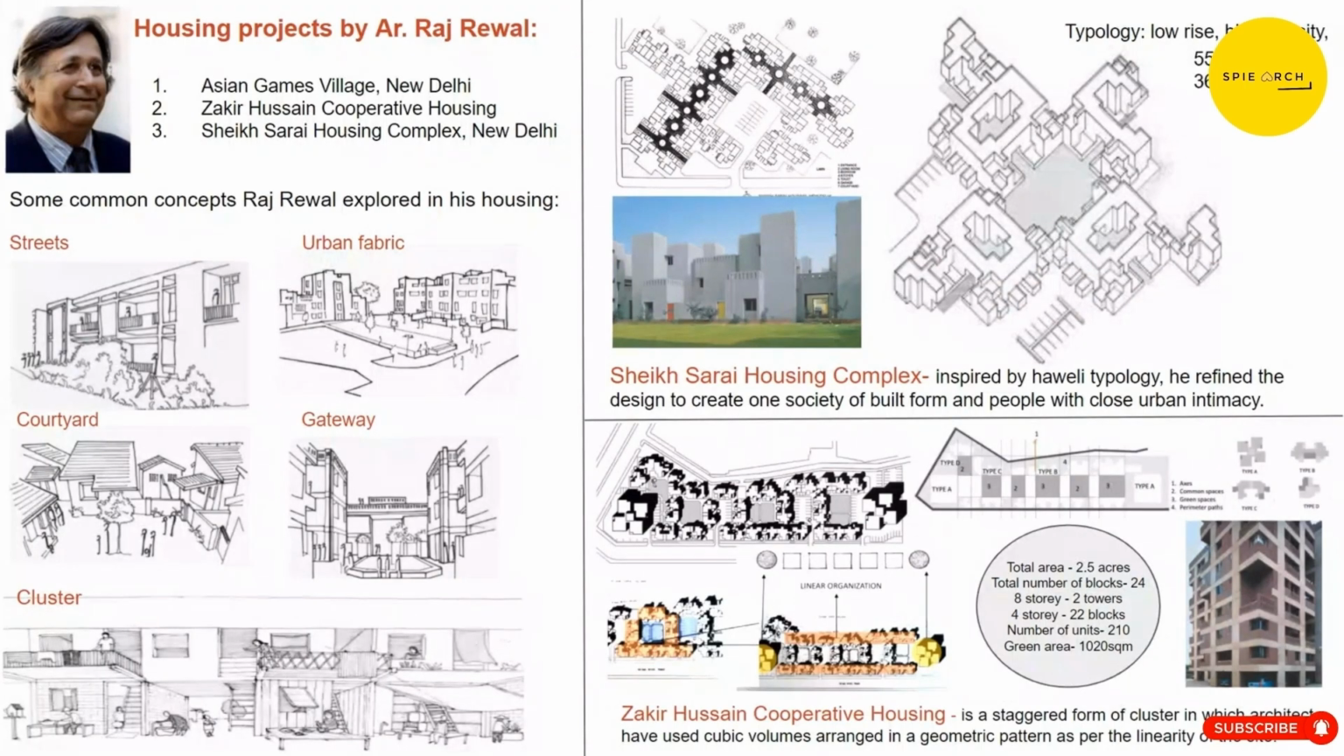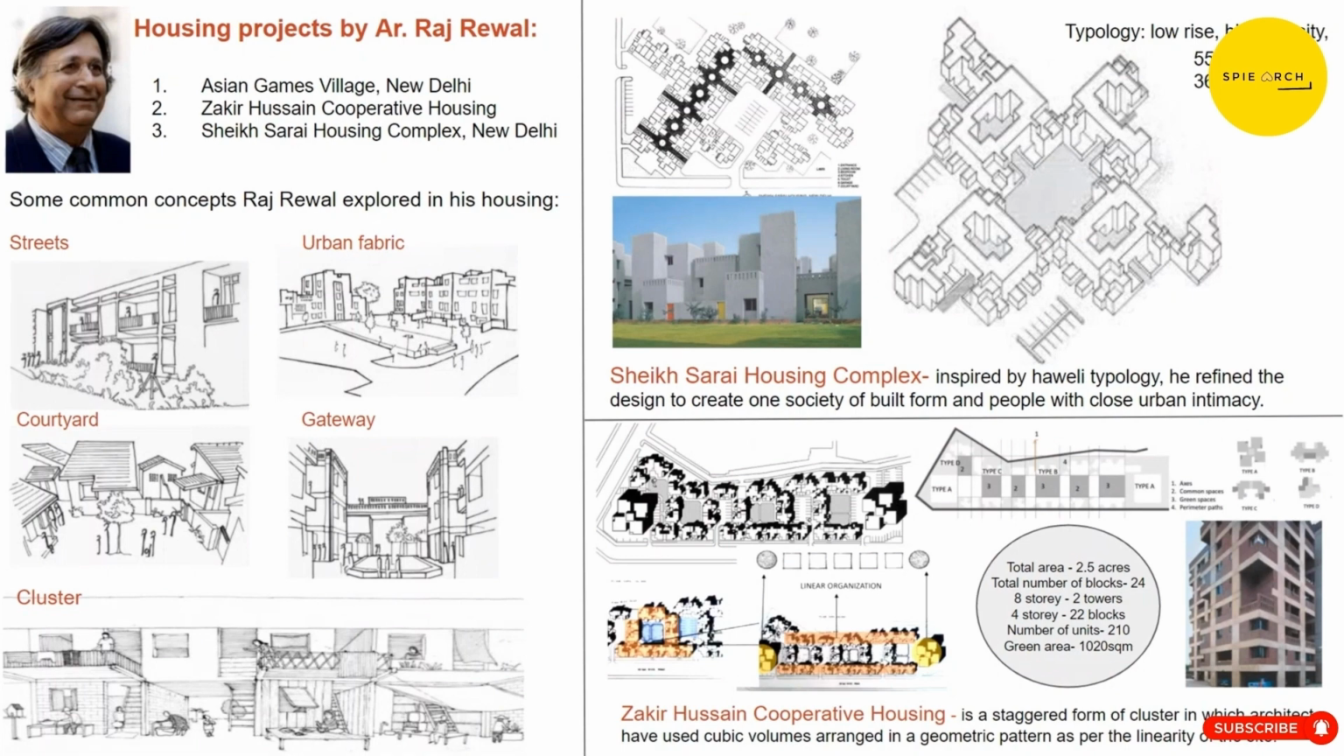Now, while finalizing our virtual case study, we came across some very interesting mass housing projects. So we have summarized some of them that we studied. Architect Raj Rewal had many housing projects. 3 of them that we studied were Asian Games Housing, Zakir Hussain Cooperative Housing, and Sheikh Sarai Housing Complex. The common fascinating concepts of his design were Indian streets, urban fabric, courtyards, gateways, and cluster forming. Sheikh Sarai Housing Complex was inspired by Haveli typology, similar to ours. In Zakir Hussain Cooperative Housing, a staggered form of clusters, the architect has used cubic volumes arranged in a geometric pattern as per the linearity of the site.